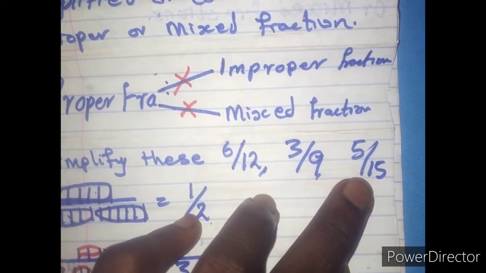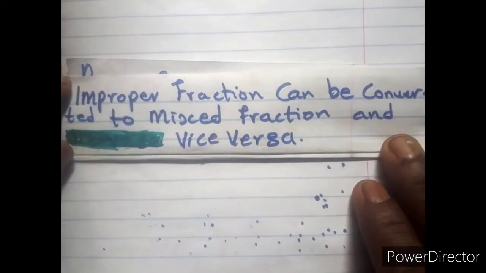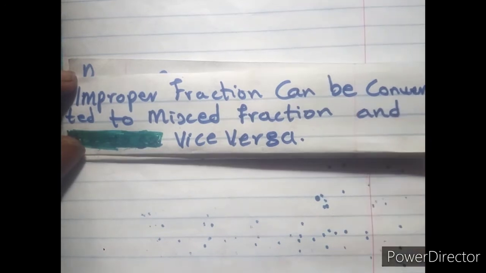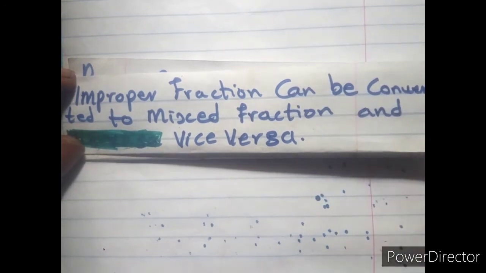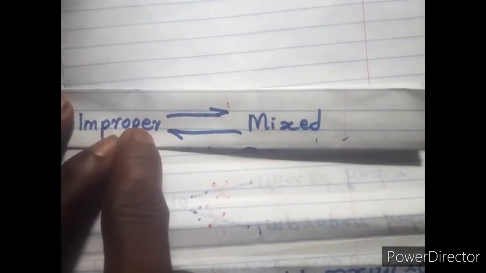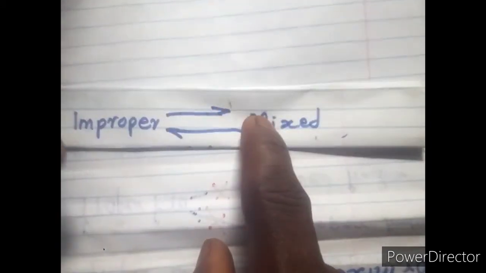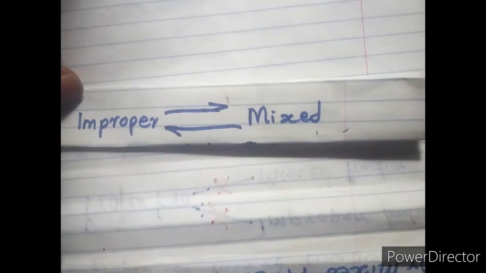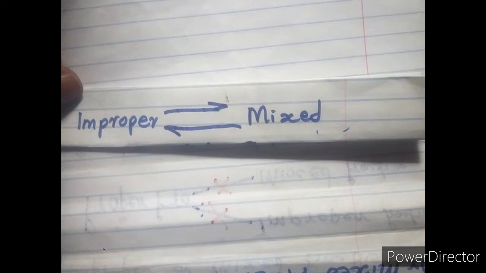So now we are going to improper fractions. Please note this: an improper fraction can be converted to a mixed fraction and vice versa. I'll also explain this using a diagram. Here's the diagram. An improper fraction can be converted to a mixed fraction, and a mixed fraction can also be reversed back to an improper fraction. I advise you to watch our previous video to understand what improper fractions, mixed fractions, and proper fractions are.